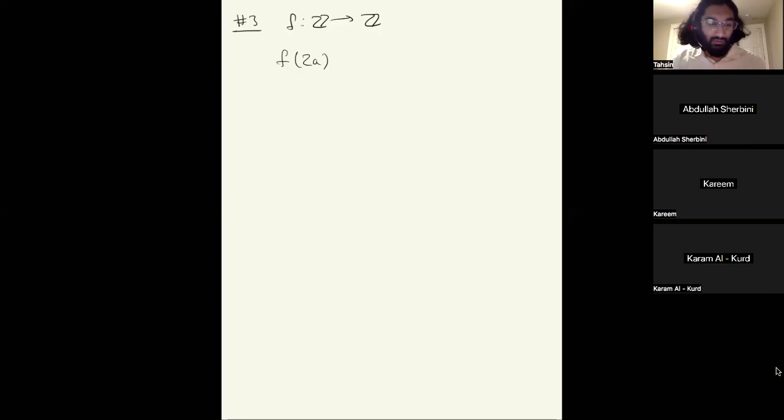Great. So we're starting with number 3 on the homework from the functional equations. It's a function from integers to integers such that f of 2a plus 2f of b equals f of a plus b. Or that's not true. It's f of a plus b. Great.